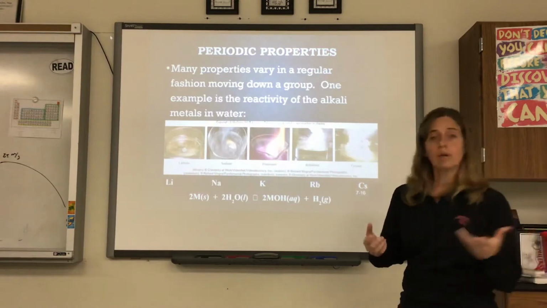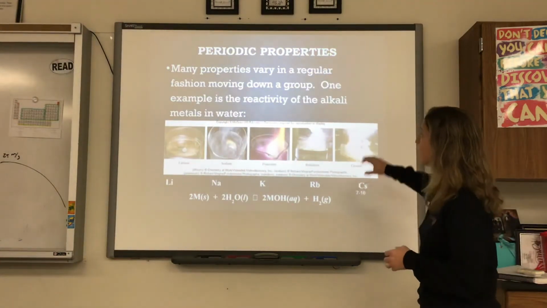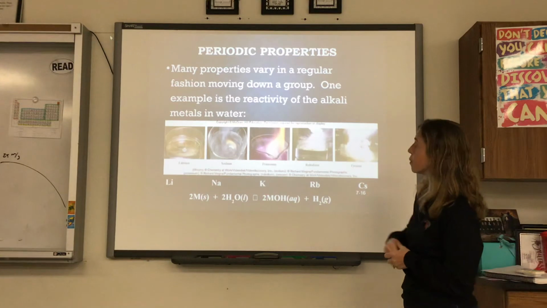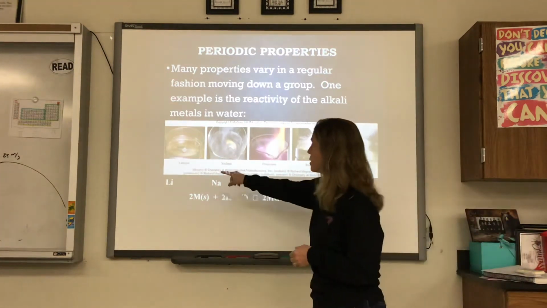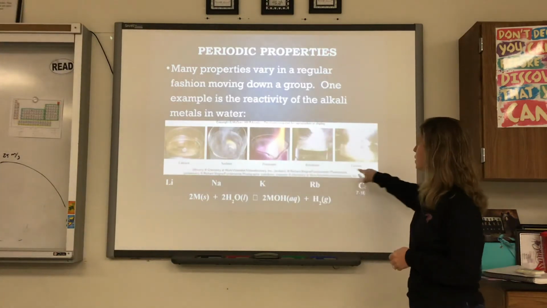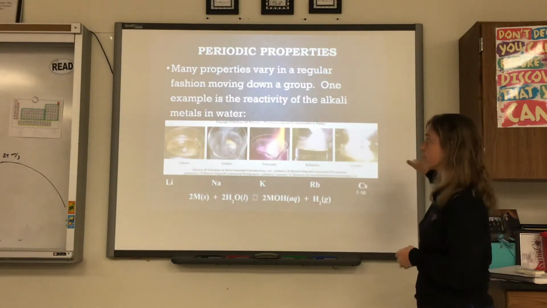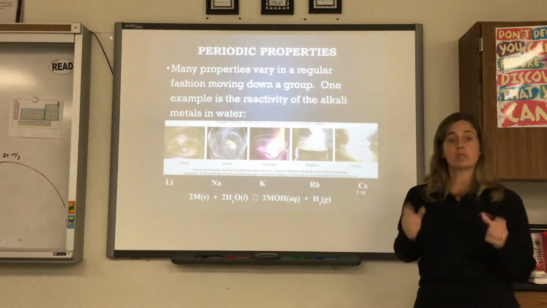So look at here, many periodic properties vary in a regular fashion moving down a group. One example is the reactivity of the alkali metals in water. So you have lithium, sodium, potassium, rubidium, and cesium. See the difference in how they react. Huge difference, okay?